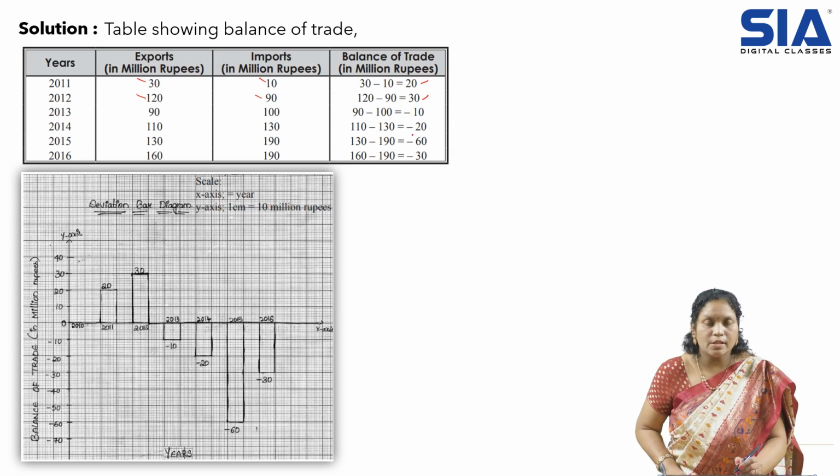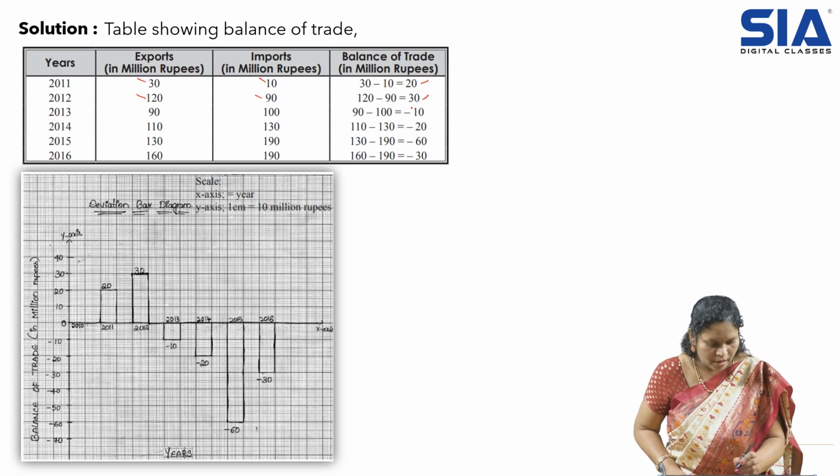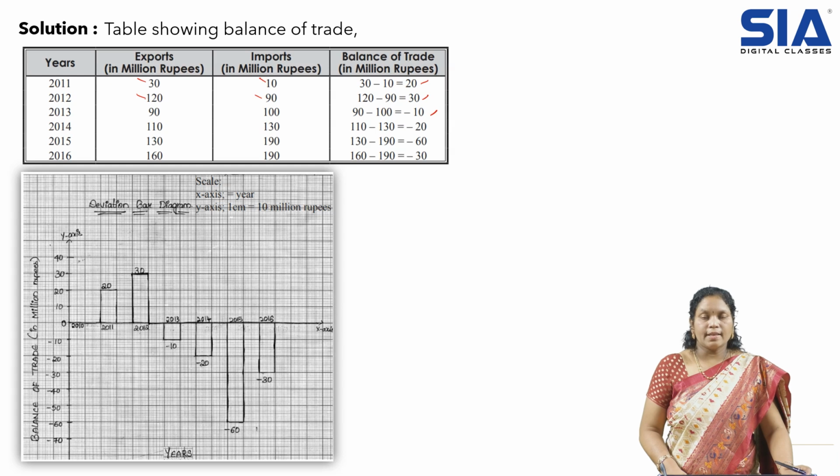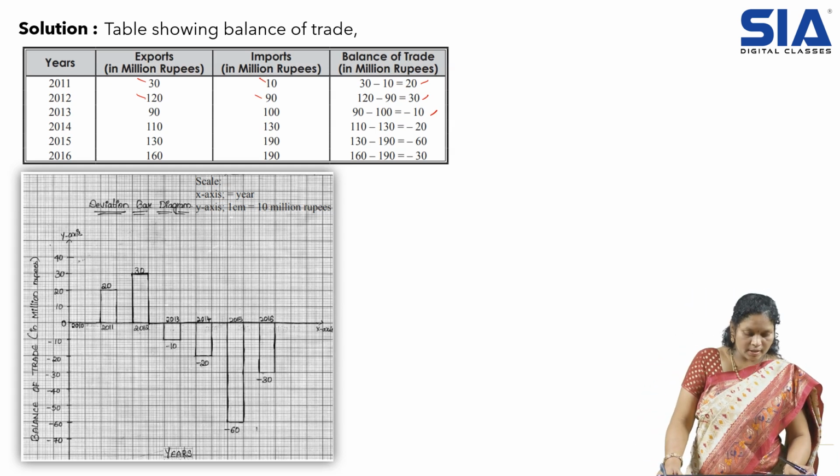So here negative values also you can get. For the next value, check it out, 90 minus 100 I've got, so that is minus 10. So like that, negative values also you'll get in a deviation graph. Now let us go for plotting that graph.